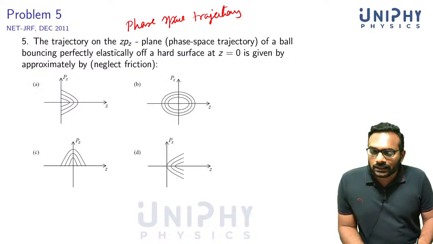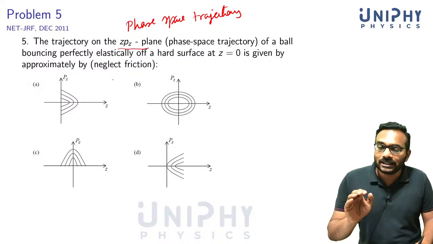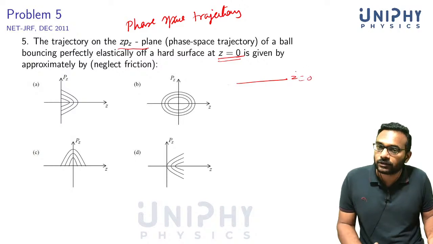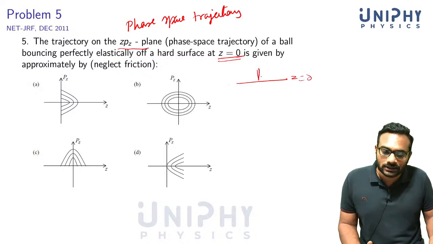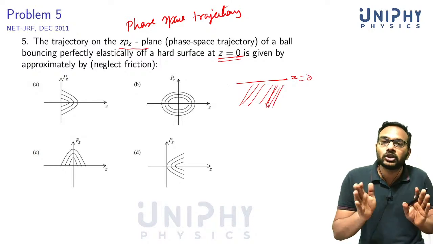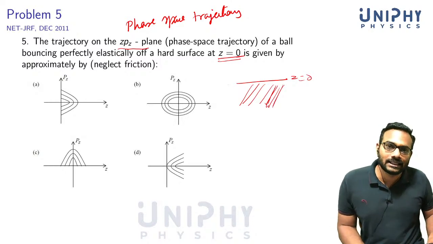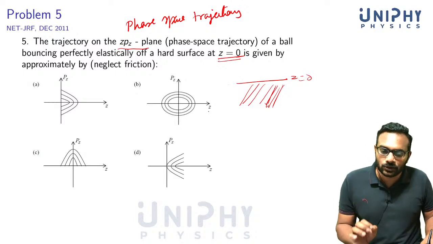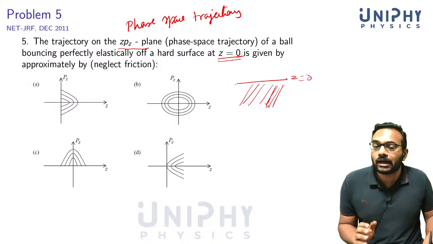The trajectory on the zp-z plane, or the phase space trajectory, of a ball bouncing perfectly elastically off a hard surface at z equal to 0. So you have got z equal to 0, that is the floor, and your ball is bouncing perfectly elastically from the ground. This means that z less than 0 is forbidden. The ball does not enter the region of z less than 0. This idea helps us to eliminate a couple of options.